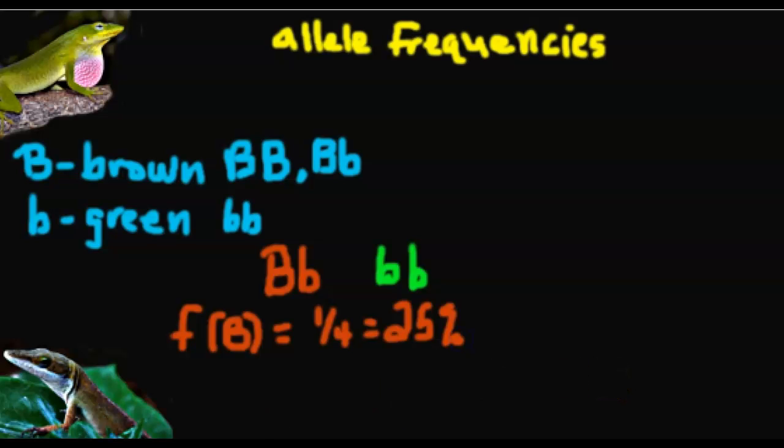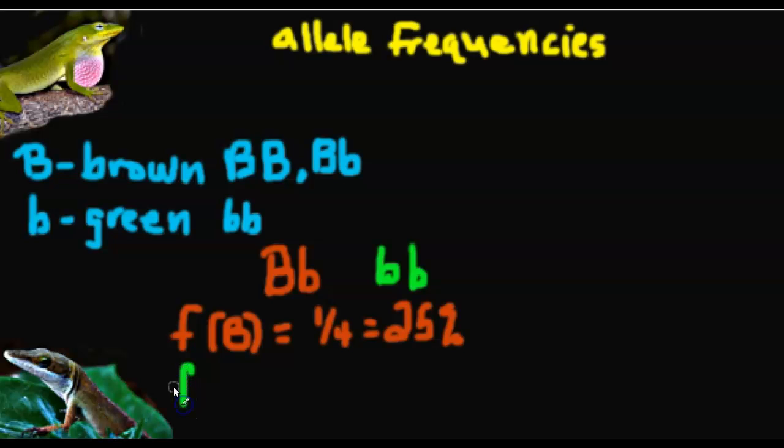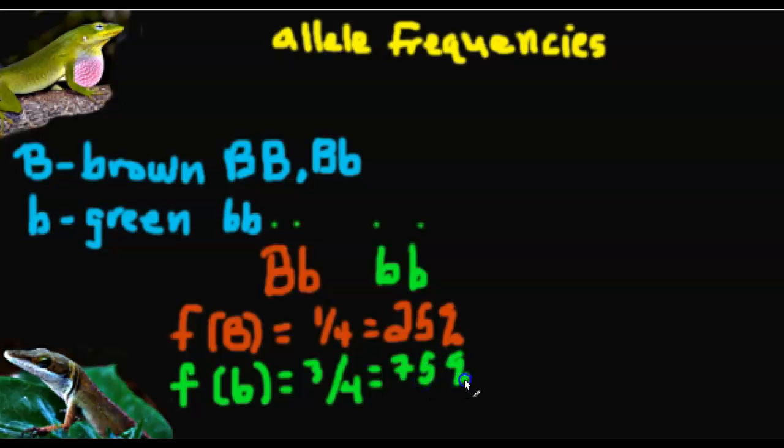Alright, let's do our recessive allele. The frequency of getting that recessive allele. So we only have 4 possibilities. 1, 2, 3, 4. Out of those 4, 3 of them are little b's. So 3 out of 4. And we're just talking about alleles. And that's going to give us 75%. And together, when we add those together, we're going to get 100%.